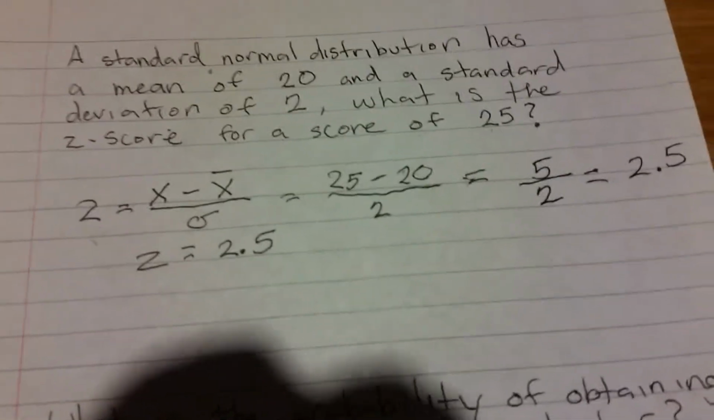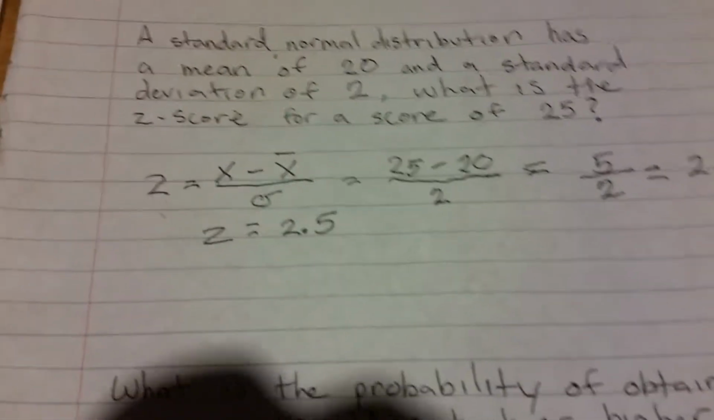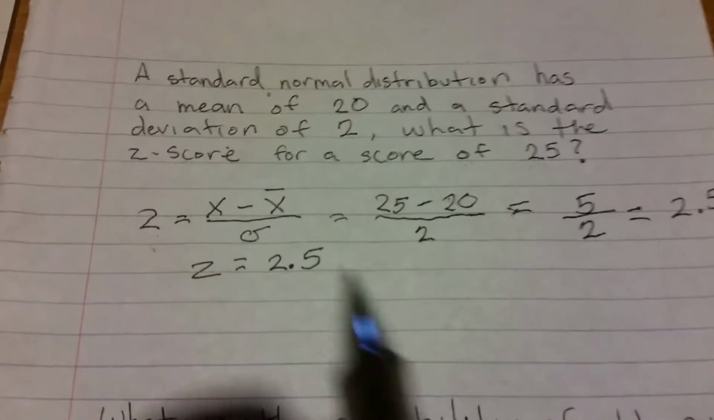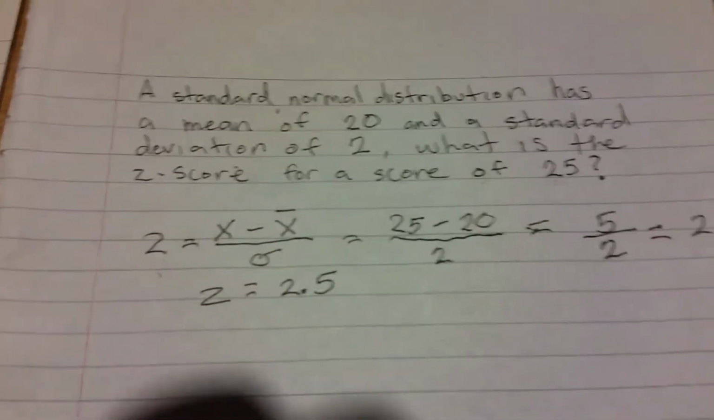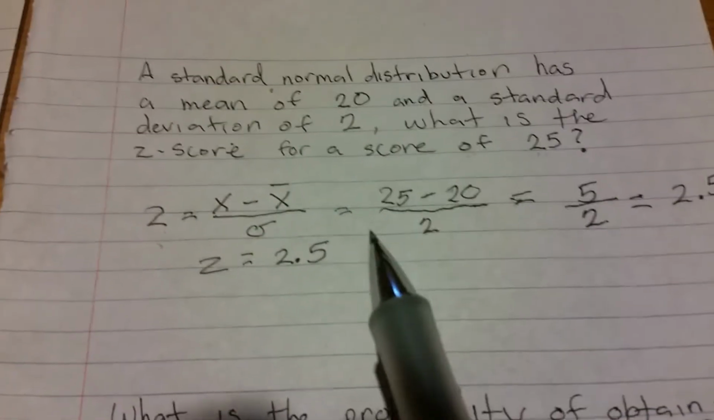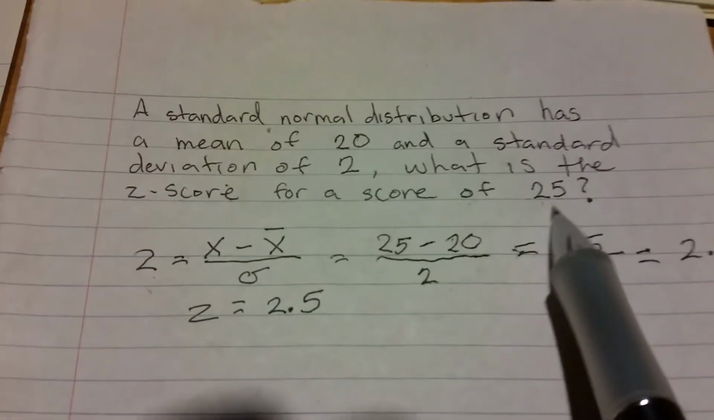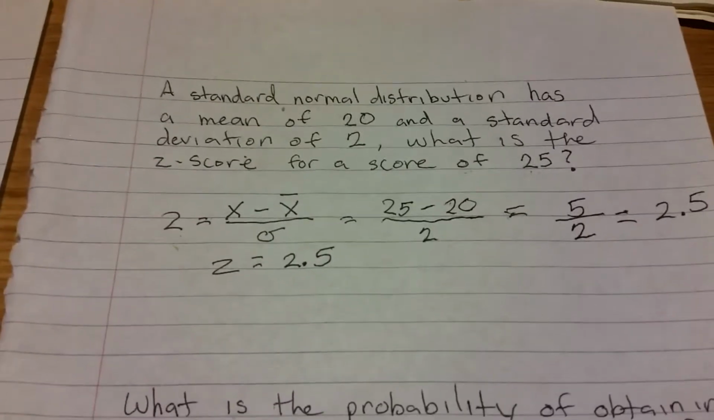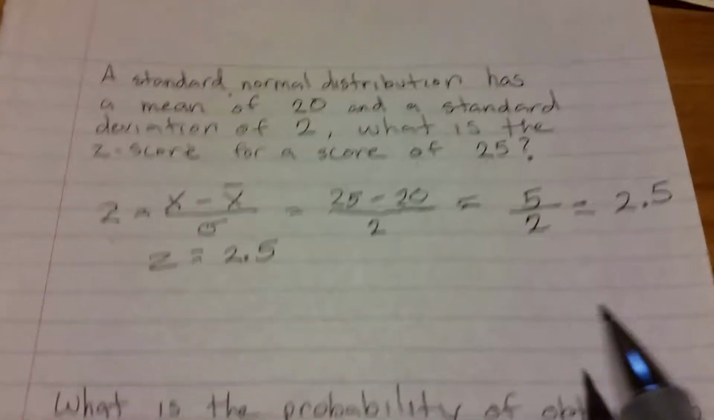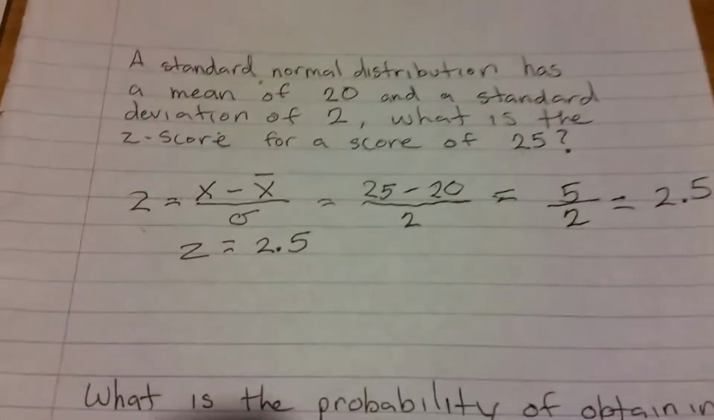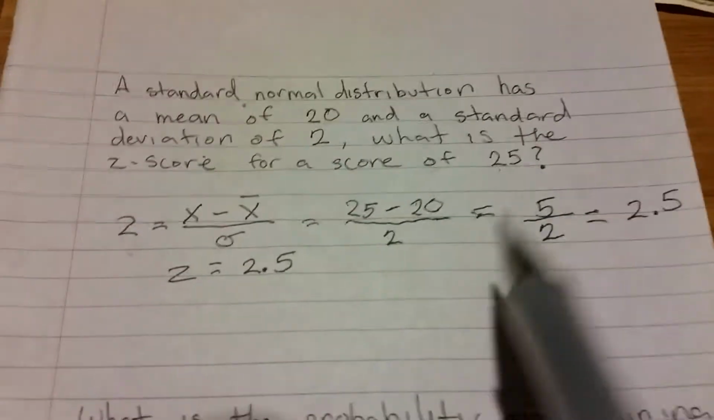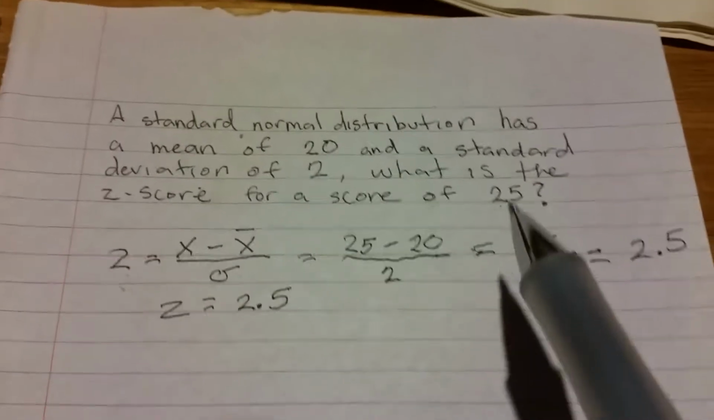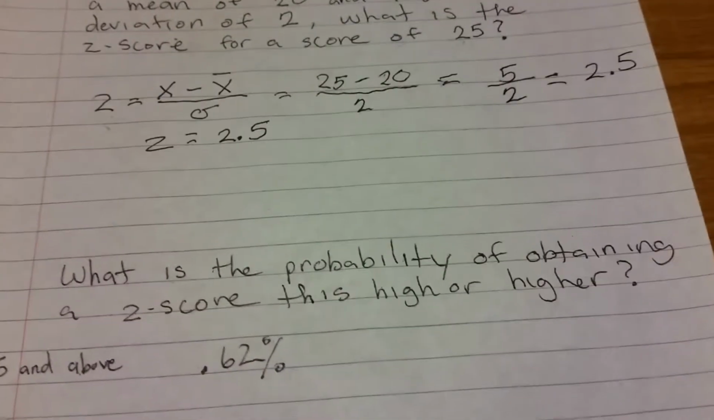Now, to solve this problem, all we need to do is use the z-score equation in the textbook, right? It's z equals x, which is the observed score, minus the mean divided by the standard deviation. So plugging our values in, we have 25, which is the observed score that we want, minus 20, which is the mean, divided by 2, which is the standard deviation. Doing the math, this gives us a z-score of 2.5. So given these population parameters, a mean of 20, a standard deviation of 2, a score of 25 will equal a z-score of 2.5.